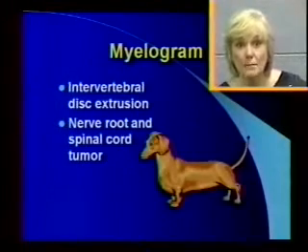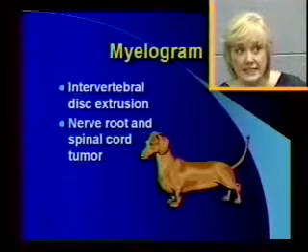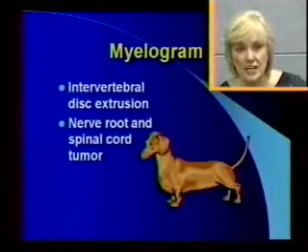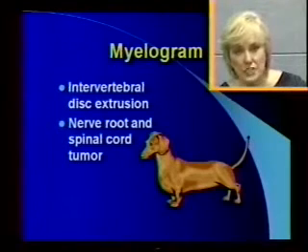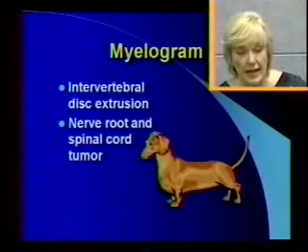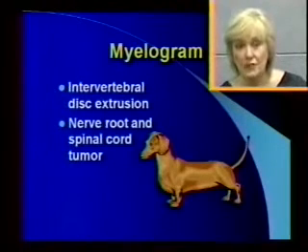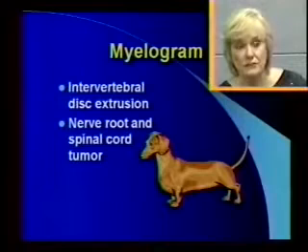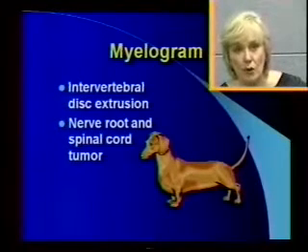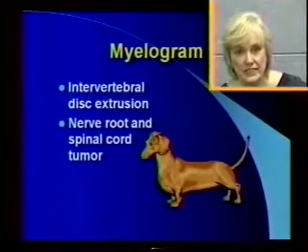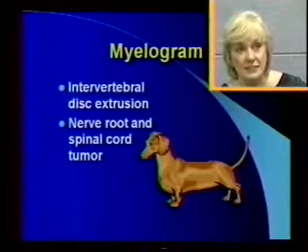Now, we need to do a myelogram if we are thinking that we're dealing with an intervertebral disc extrusion, because that's the only way you can actually see the spinal cord. The routine radiographs just don't cut it when you want to visualize spinal cord compression, because you can't see the spinal cord. All you can see are the bones, the vertebrae. So we need to go ahead and do a myelogram where we inject the contrast media in the spinal fluid that bathes the spinal cord and outline the disc compression.